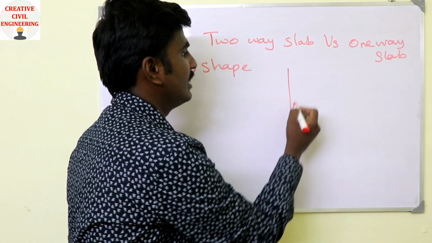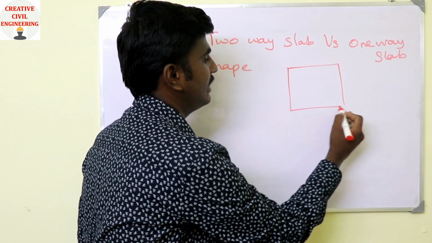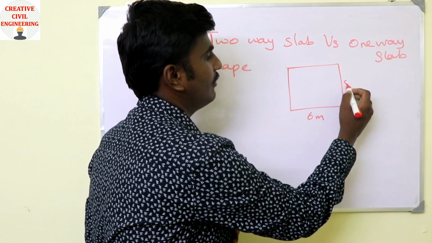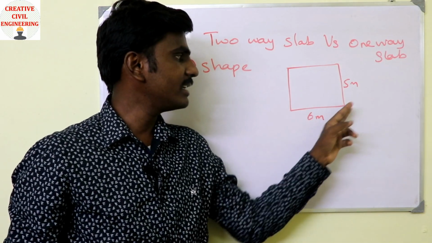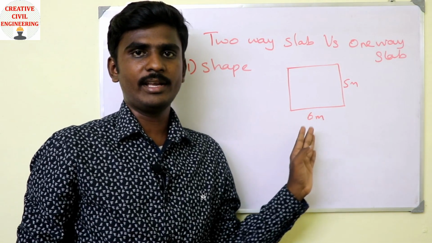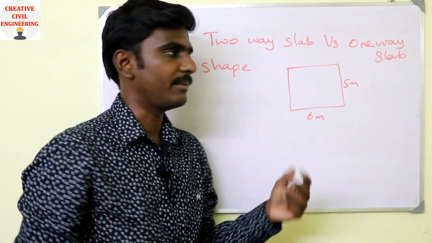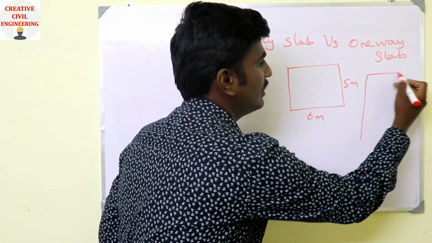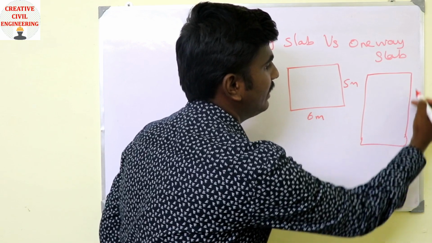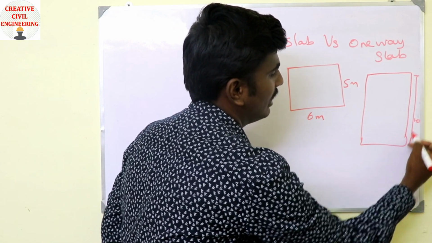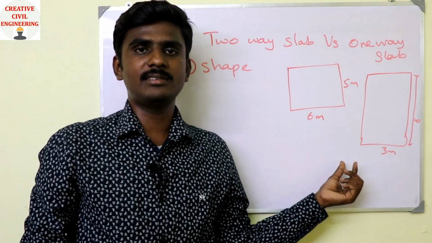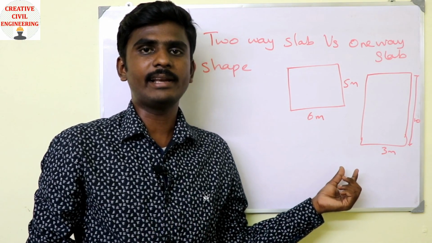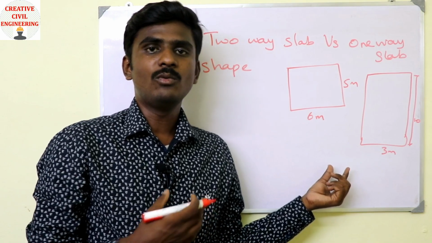For example, this is a slab having size 6 meter by 5 meter or 6 meter by 4 meter. We can say this is nearly square, so it is a two-way slab. In the case of this slab having 10 meter in height, 3 meter in width, here see the slab shape is nearly rectangular, so we can say this is a one-way slab.